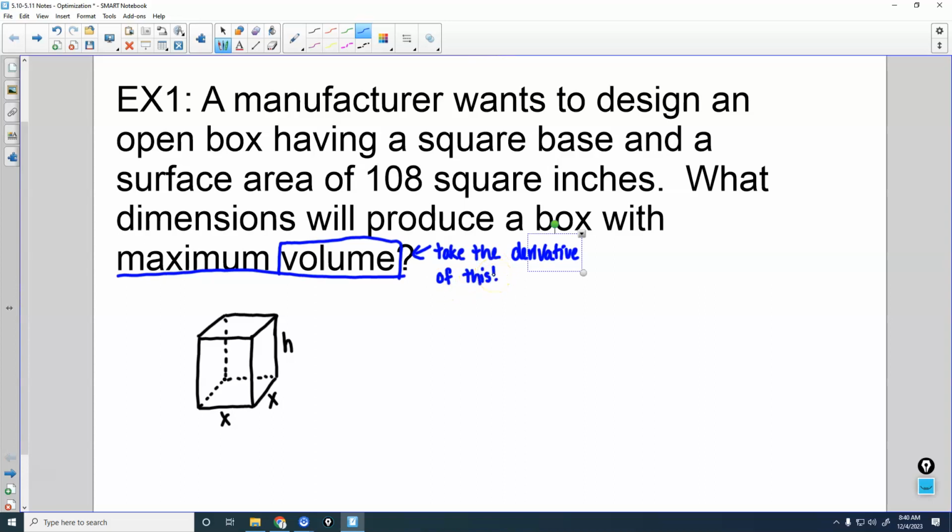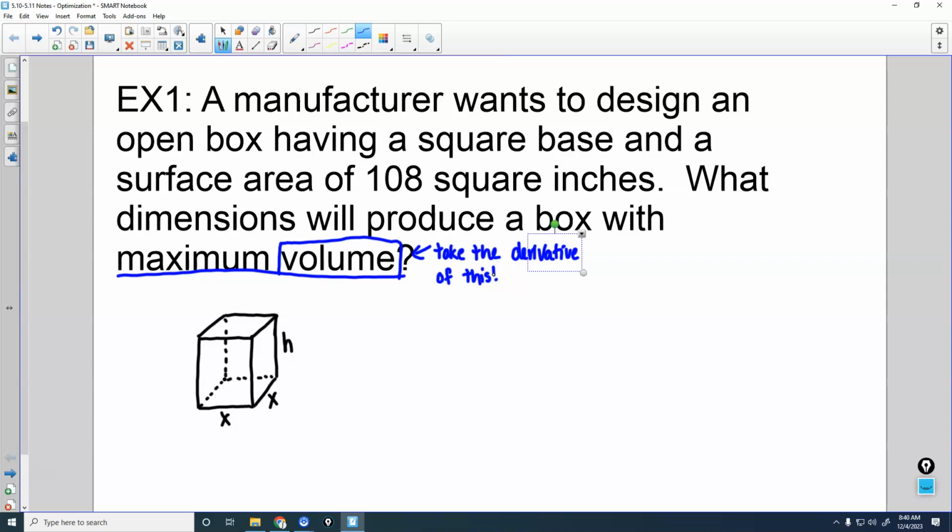Okay? Because I want to find the maximum of volume. So to find maximums, I take the derivative, I find my critical points, I do the first derivative test or second derivative test if you'd rather, to find the maximum. So volume is the formula that I need to be taking the derivative of.